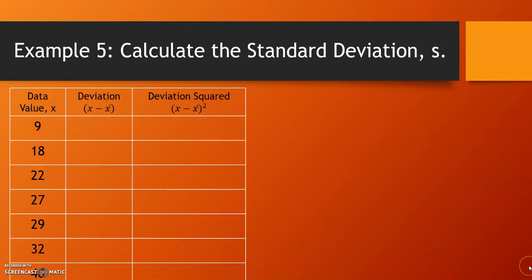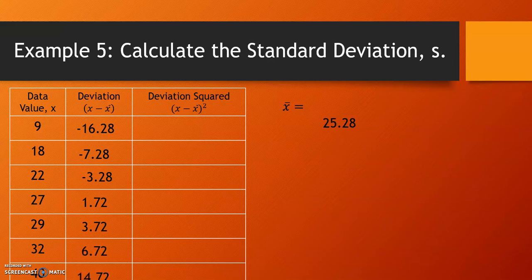Calculate the standard deviation. We've got our data values 9, 18, 22, 27, 29, 32, 40. The first thing we need to do is find the mean. Pause and compute the mean. The mean equals 25.28. Once we have the mean, we can now find our deviations. Negative 16.28, negative 7.28, negative 3.28, 1.72, 3.72, 6.72, 14.72.